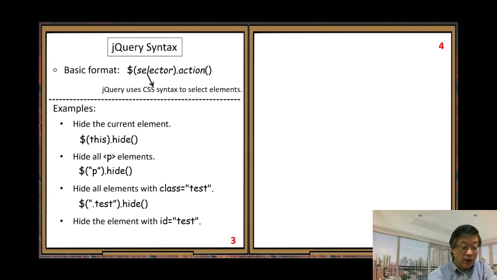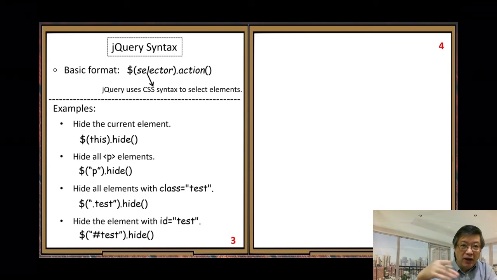Here, the ID case. Select one element with ID. That's the hash symbol, right? Hash symbol, double quotes, hash test, your selector. But sometimes you may like to select elements with a little more conditions. So you can do that.